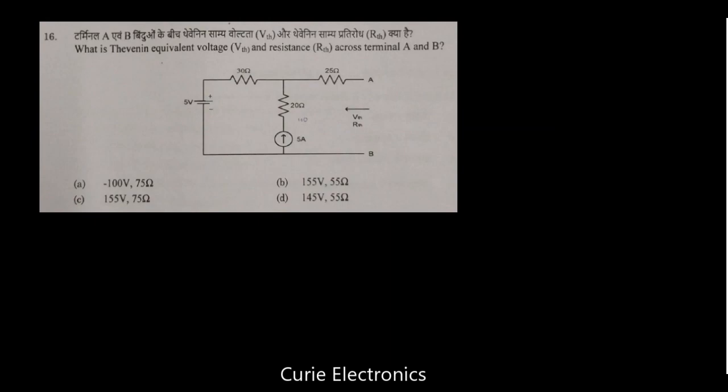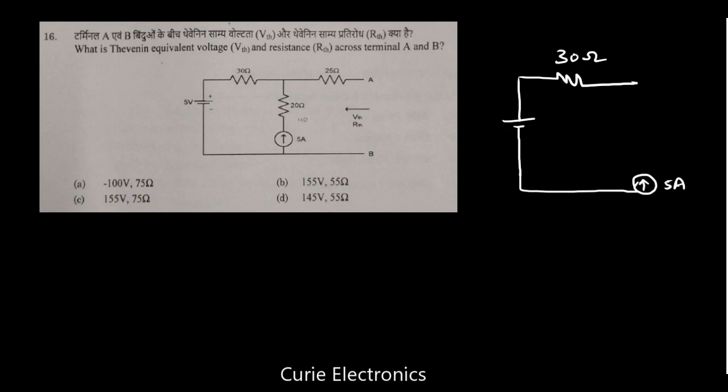Question number 16. What is the Thevenin equivalent voltage and resistance across terminals A and B? This question I tried to solve with KVL, but I got doubts and was not able to get the correct answer. But when you try with KCL, it is easy. So we want the open circuit voltage. This is a 30 ohm resistor. Here we have the 5 amp source, a 20 ohm resistor, and the other one, 25 ohm, is open, so we can neglect it. No need to take it.